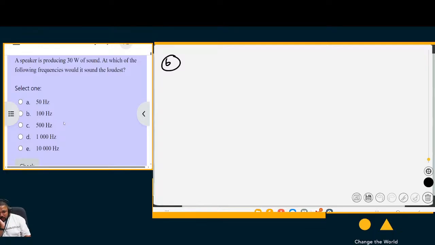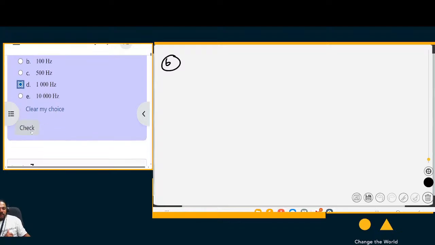The loudness of sound we know is not just the physical power, but also how sensitive the human ear is, because there is a threshold of hearing where you can't hear anymore. Now, the human ear is most sensitive to frequencies in the mid-range, between 2000 and 5000 hertz. So the one closest to the peak sensitivity of hearing would be 1000 hertz.